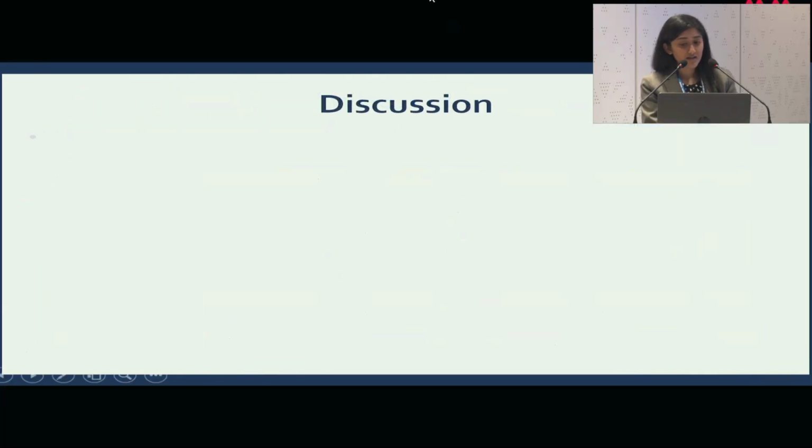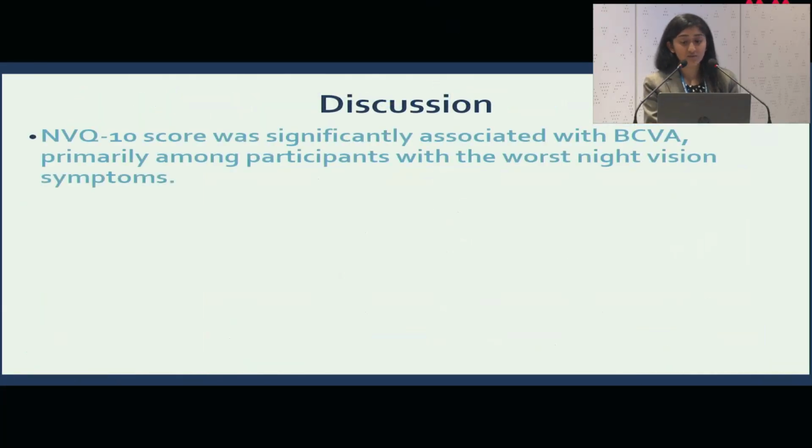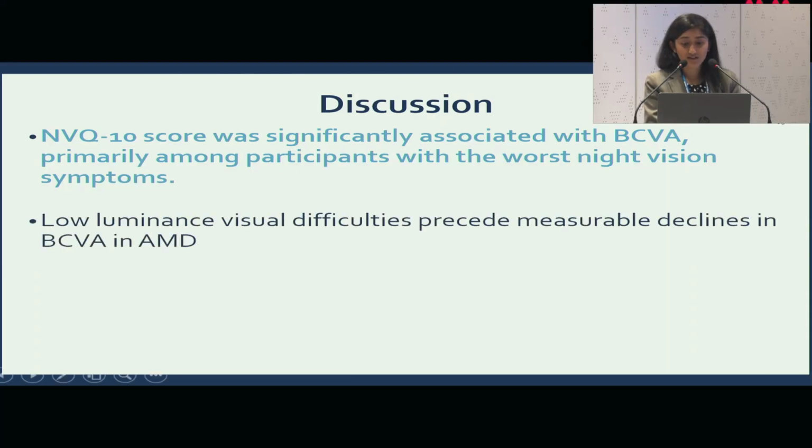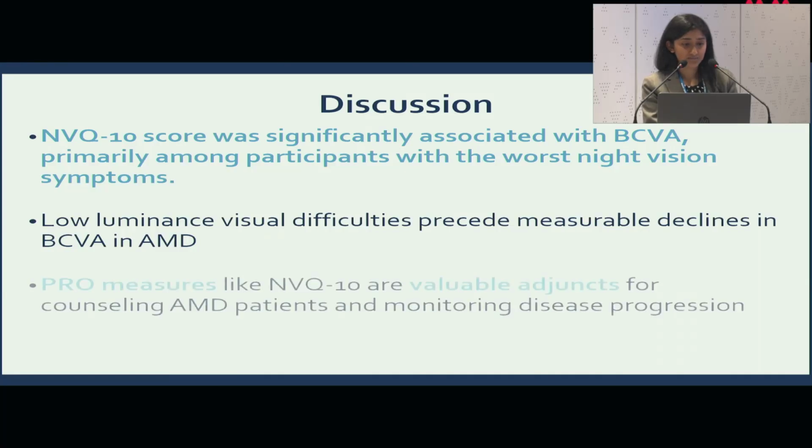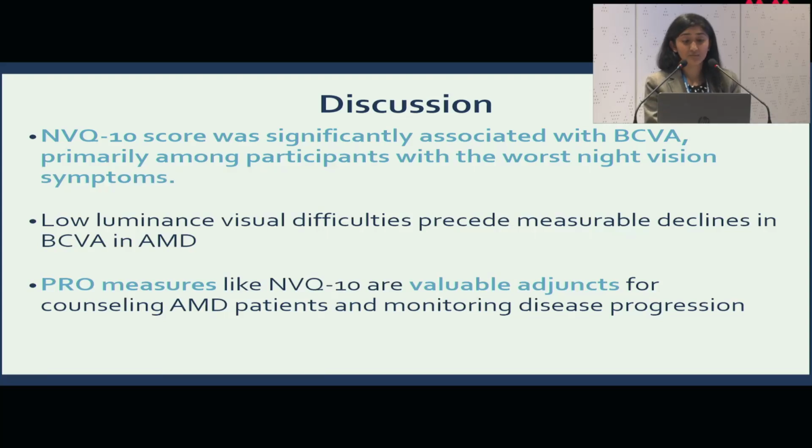So to summarize, the NVQ10 was significantly associated with visual acuity, but this association was primarily driven by participants in the worst quartile of night vision symptoms. These findings support the concept that subjective visual difficulties, especially in low luminance conditions, precede measurable declines in visual acuity in AMD. Our findings also support the use of patient-reported outcome measures like NVQ10 as valuable adjuncts for counseling patients with AMD and monitoring their disease progression.